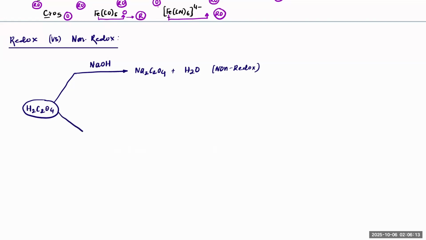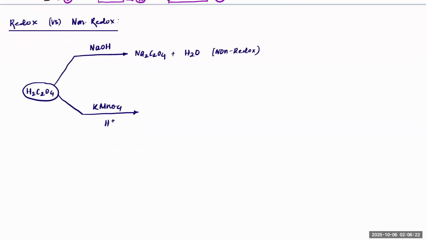And when you are reacting something like KMnO4 with H plus, then what will it do? It will convert itself into carbon dioxide, correct? Plus Mn plus 2. So here it is a redox reaction. See how the definition is. What is the valency factor in this case? Here valency factor is how many H plus ions it can give. So 2. It is the number of ionizable H plus ions.